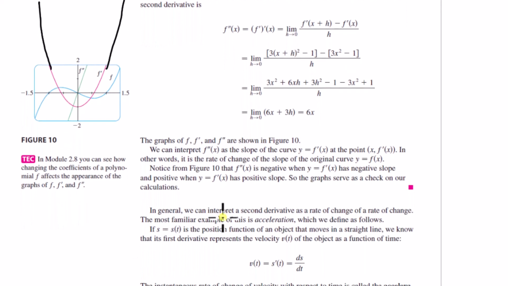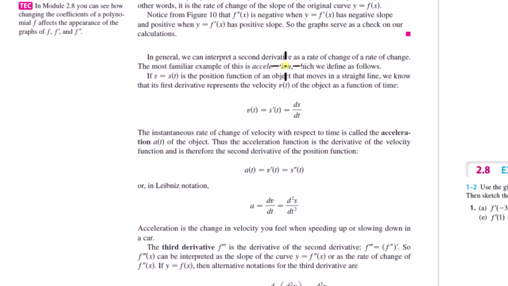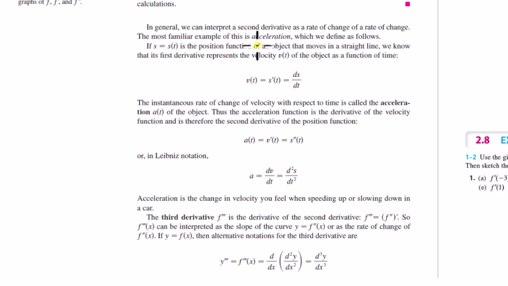In general, we can interpret a second derivative as a rate of change of a rate of change. The most familiar example of this is acceleration, which we define as follows. Acceleration is a second derivative. You've got a position function; if you take the derivative of a position function, you get a velocity function. If you take the derivative of a velocity function, you get an acceleration function. So a of t is v prime of t, the derivative of the velocity, which is the second derivative of the position function. Acceleration is the change in velocity you feel when speeding up or slowing down in a car.